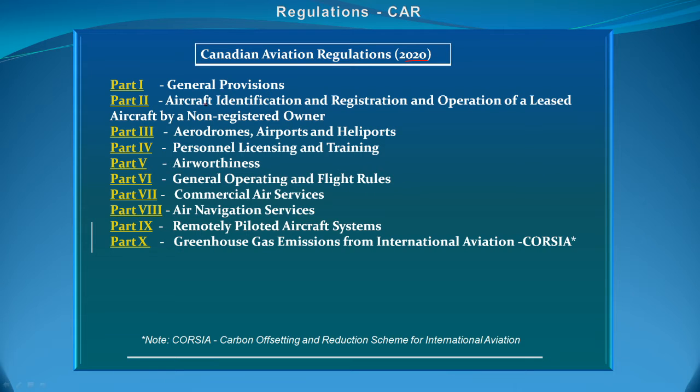Part 2, aircraft identification, registration, operation of a leased aircraft by non-registered owner. Part 3, aerodromes, airports, heliports. Part 4, personnel licensing and training. You want to become technician or pilot? This is for you. Part 5, airworthiness. Part 6, general operating and flight rules.